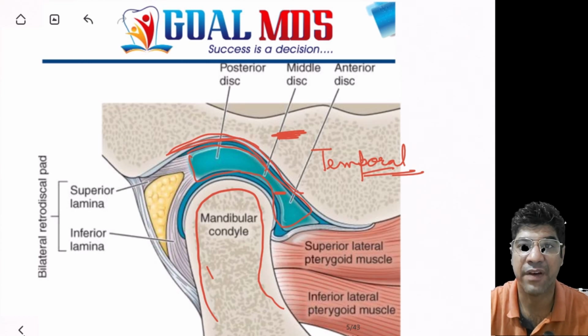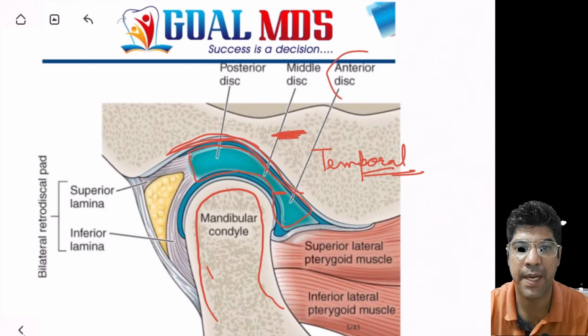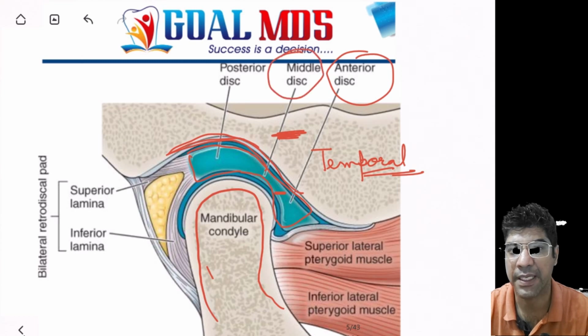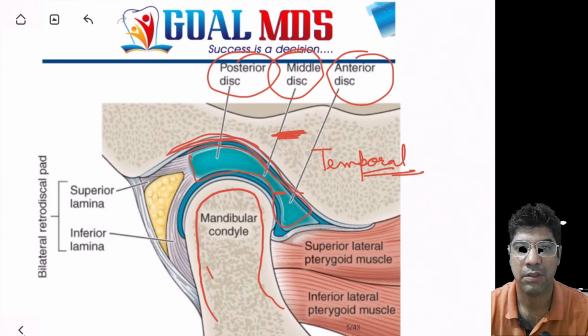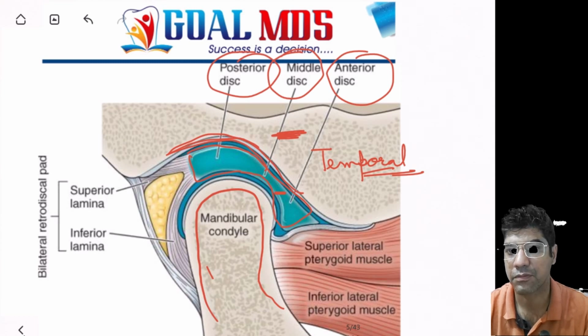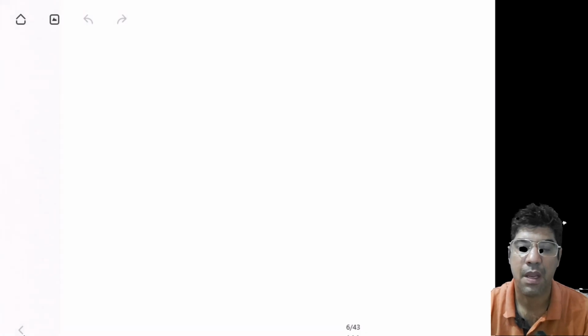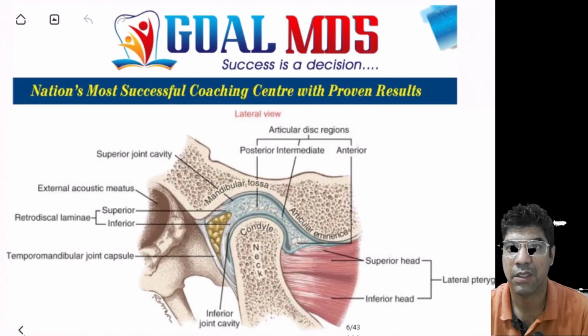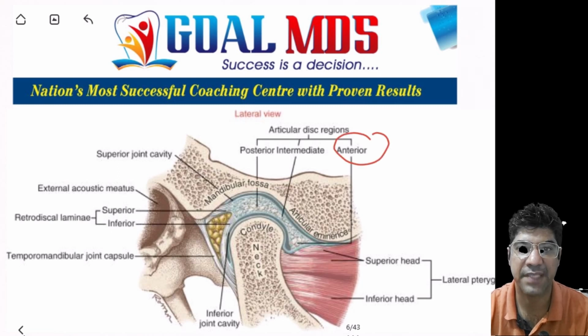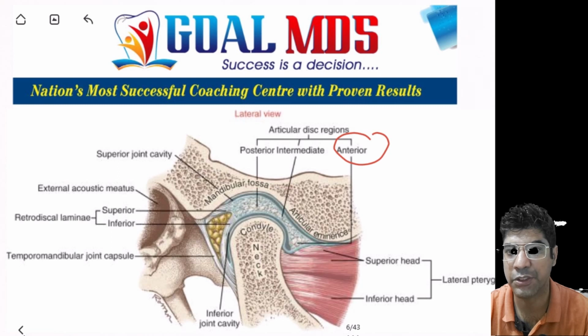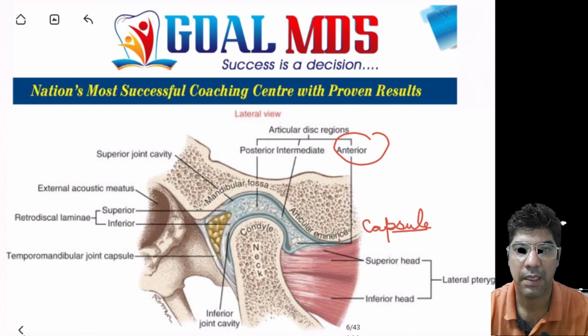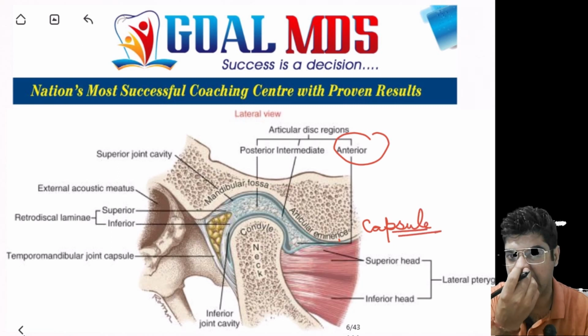Now what are the parts of the articular disc? It consists of anterior band, intermediate zone, and posterior band. So these are the parts of the articular disc. The anterior part is the front part of the disc and it is attached to the joint capsule. So it helps to stabilize the disc within the joint.